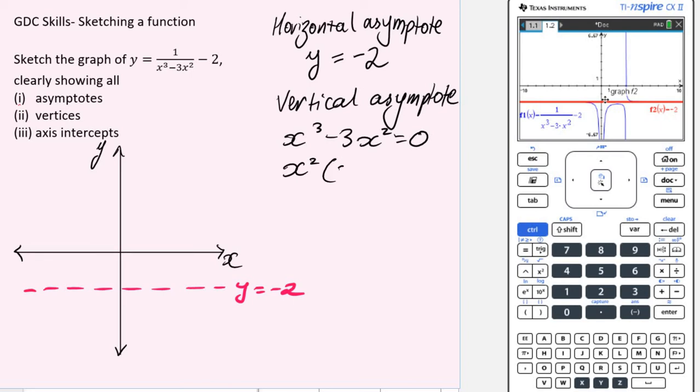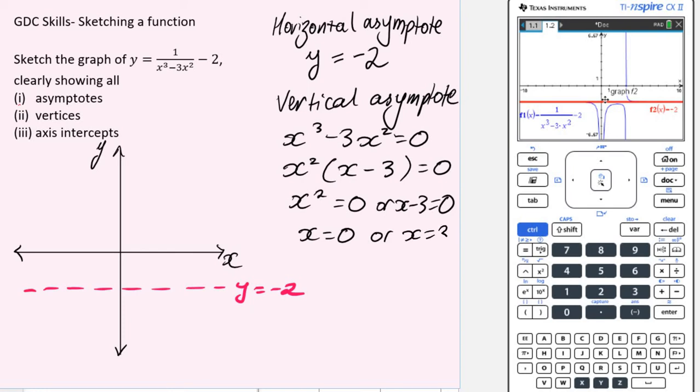Factorize out x squared and apply the null factor law. Yes, it was a cubic, but the null factor law still applies. If a times b is 0, then a or b must equal 0. So we have 2 scenarios here, and that means that we could have vertical asymptotes at x equals 0 or x equals 3.